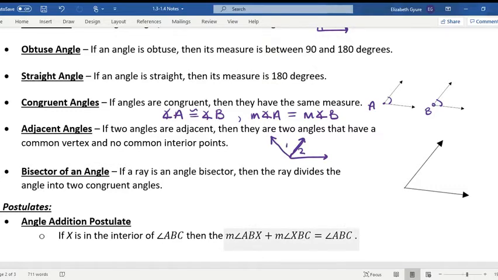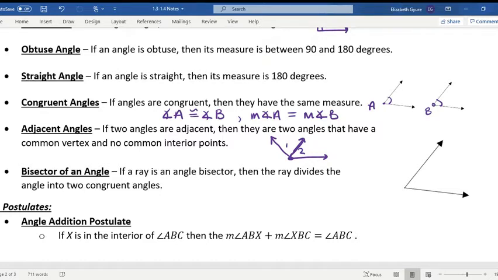These would be adjacent angles because they share a vertex, and they don't overlap. They don't share any common interior points. So that would be a basic example of some adjacent angles.